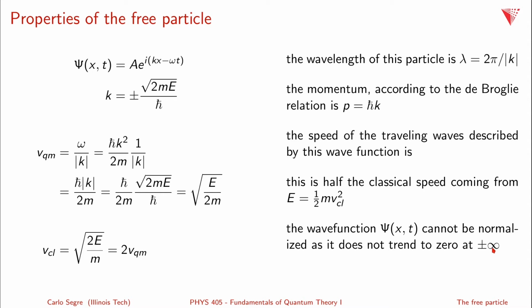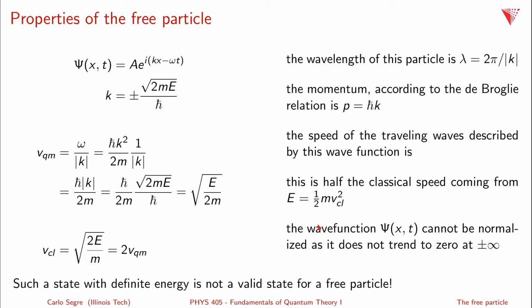So this is why the free particle, although it seems very simple to solve, is a very complicated and delicate thing to deal with. So what does this say? It says that a state with definite energy, a specific value of k, a specific value of omega, is just not a valid state for a free particle. Not only can it not be normalized, but it also doesn't have the right kind of velocity.